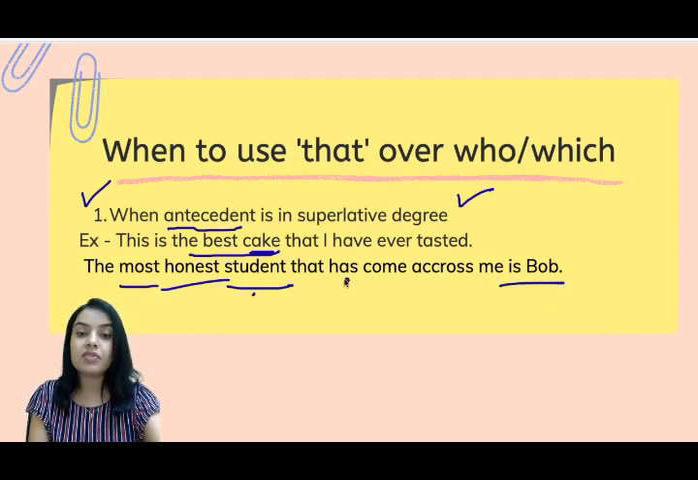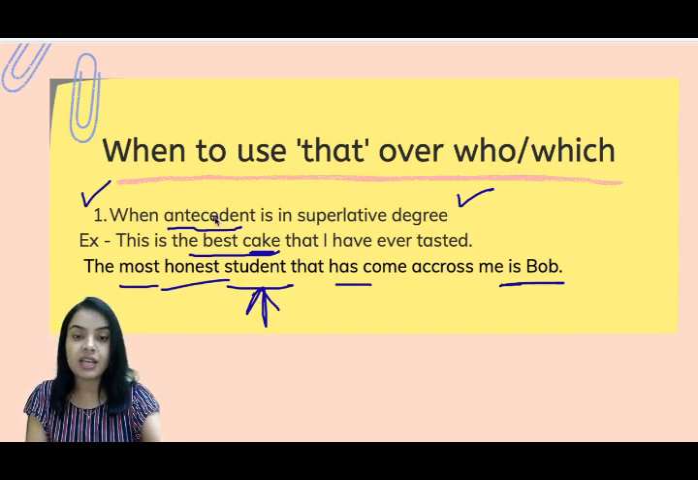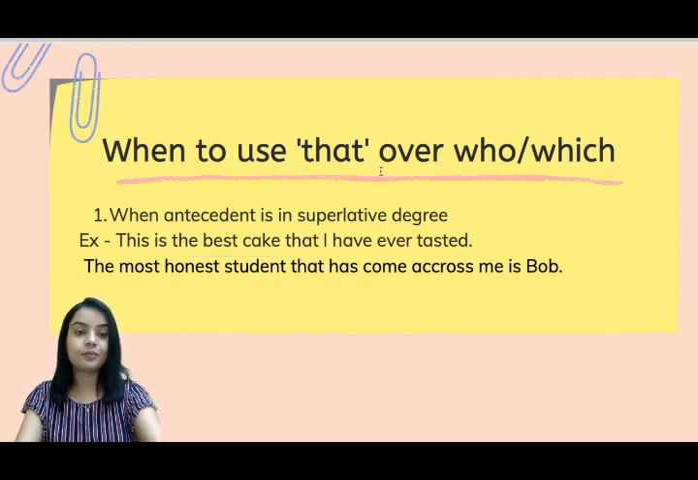So that's how I'm saying has and is both are used for the student. So the first thing you will remember: if your antecedent, that is your noun before your relative pronoun, is taking an adjective in the superlative degree, in that case you will have to use that, not who or which.